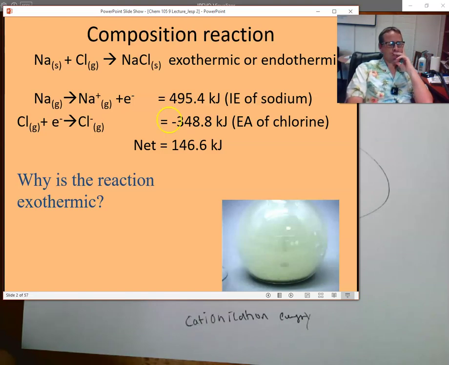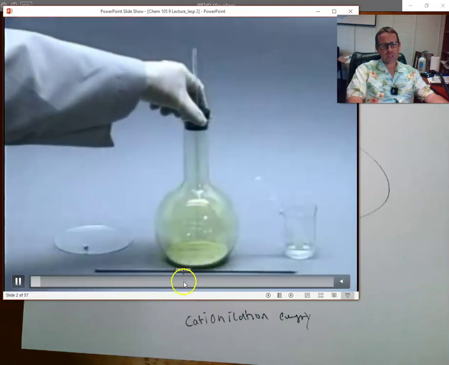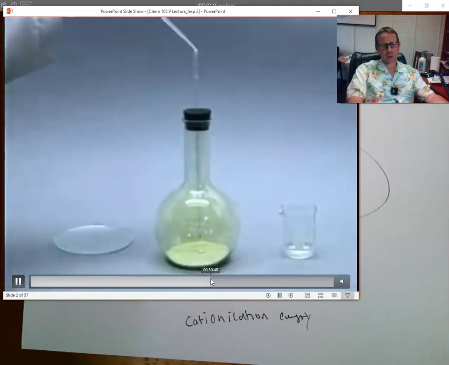All right. So then, if we look at the ionization energy for sodium, again, it always requires energy to remove a child from its family, to remove an electron from an atom. It always requires energy. We look at the electron affinity for chlorine. Again, it always releases energy if we're just giving one child to a family. But we see that the net energy here is still a positive value. We just saw the chemical reaction, right? We saw that the reaction is exothermic, all right?